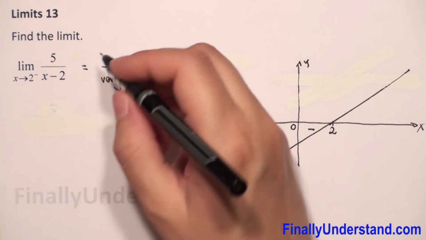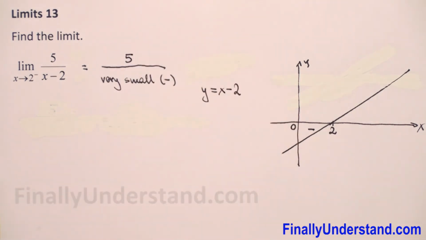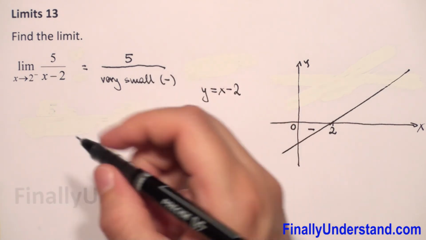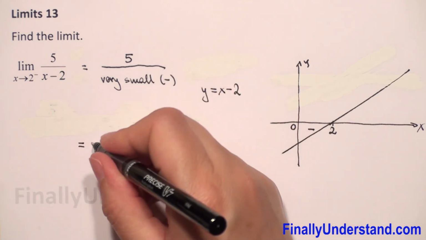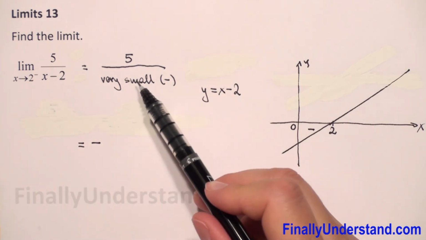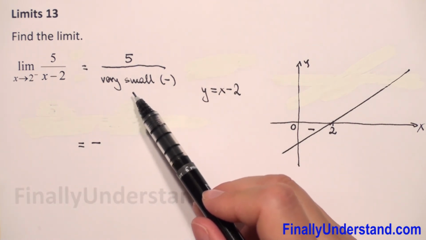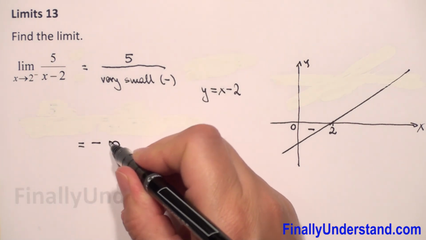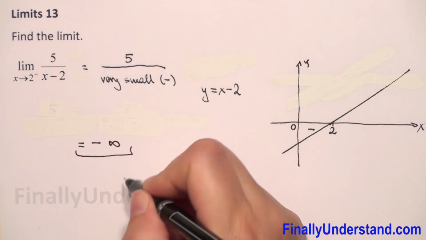And in the numerator, I have 5. So 5 is positive. A positive number over a negative gives us negative. And 5 divided by a very, very small number gives us a very large number. So we have negative infinity. This is my solution.